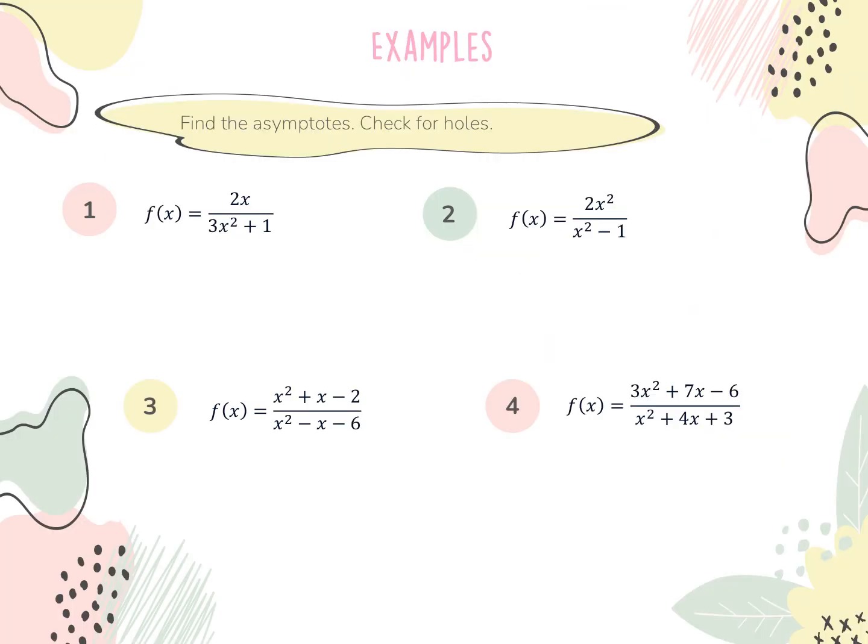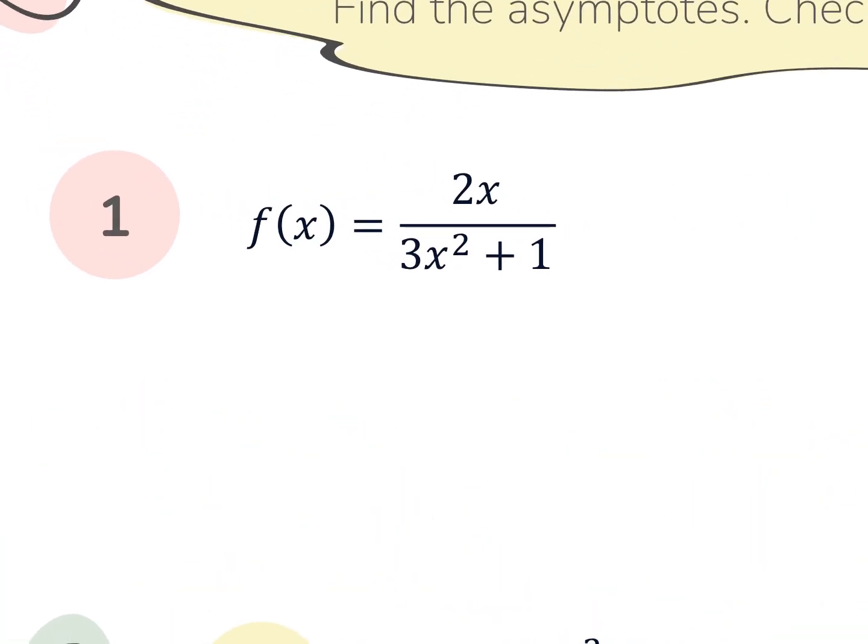All right, so for the next one. Now, it also says to check for holes. So we're also going to check for holes. So let's go ahead. Let's do all the horizontals first. And then we'll go back and do all the verticals. Actually, let's just finish the whole problem. All right, so let's do number 1. We're going to find everything. So I'm going to do the horizontal first. So remember, for the horizontal asymptote, we have to look at the degrees. This numerator has a degree of 1. The denominator has a degree of 2. The top is smaller.